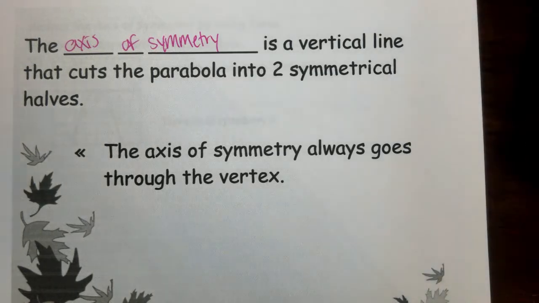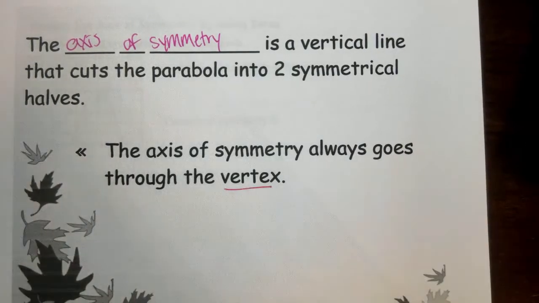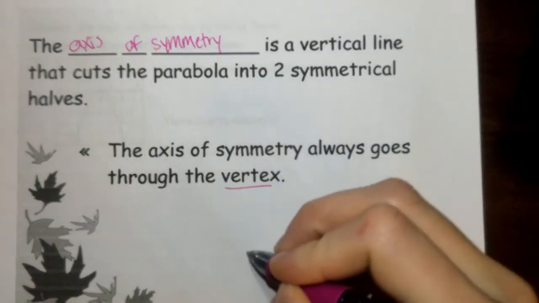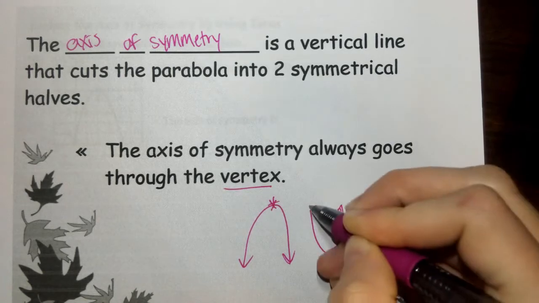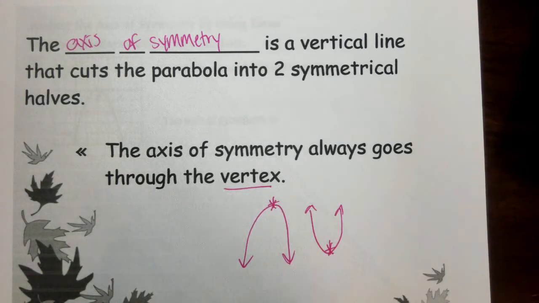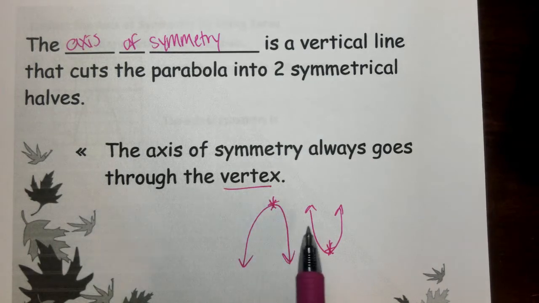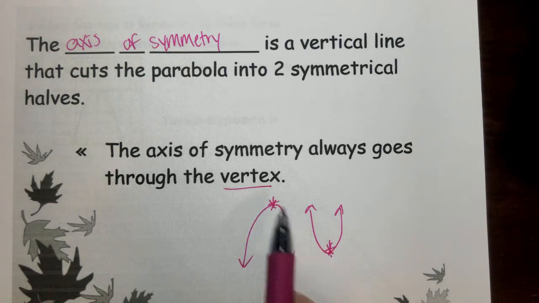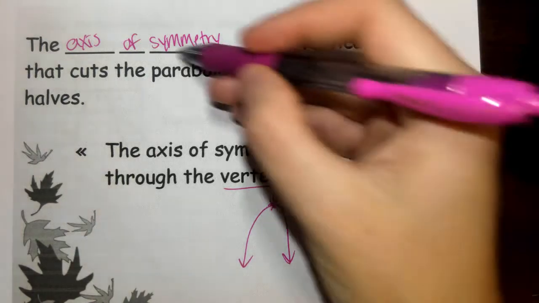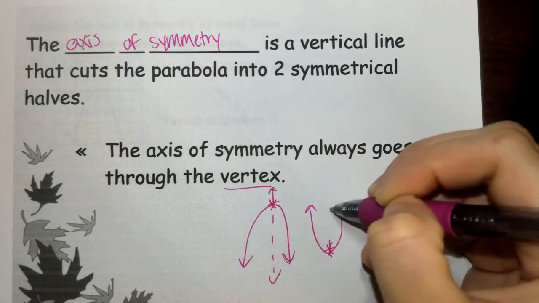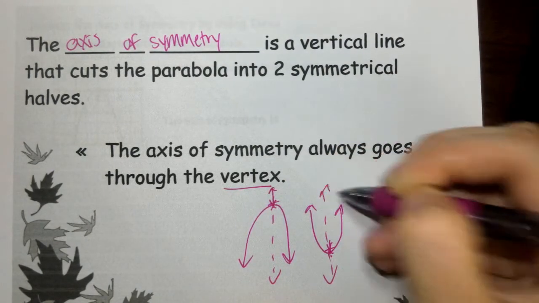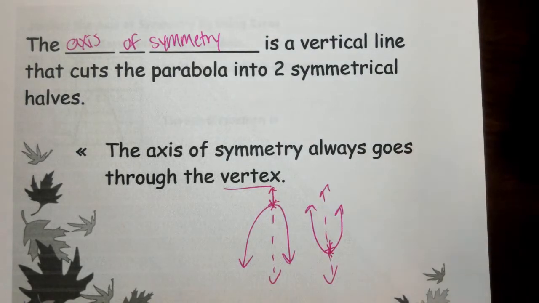Just want to give you guys a quick reminder of what vertex is from 8.1. Vertex, remember, was that highest or lowest point on a parabola. So regardless of it facing down and having a maximum or facing up and having a minimum, you're still going to have a vertex. So that axis of symmetry, now that we're learning, is going to be this imaginary line that goes through a parabola and cuts it perfectly into two symmetrical pieces.